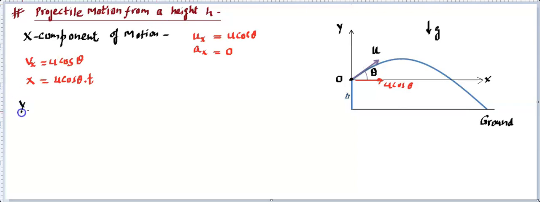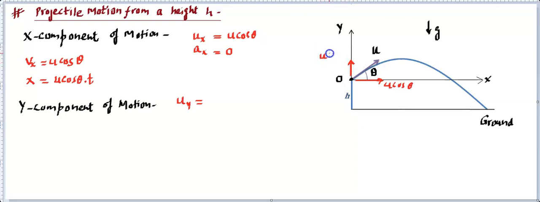Similarly, we will talk about the y component of motion. There will be two equations for the y component, and then these four equations will be sufficient to describe the motion. So for the y component of motion, first of all, we need to find out the initial velocity and acceleration in the y direction. Now you see the initial velocity component in the y direction is going to be this.